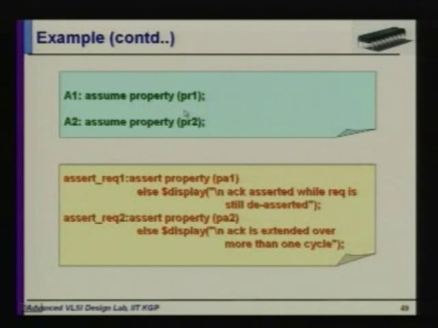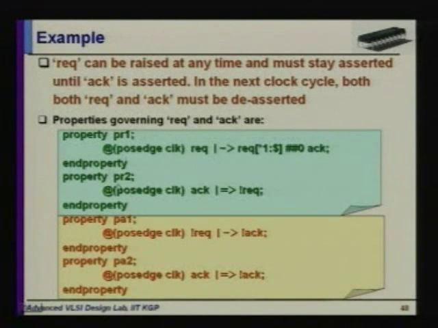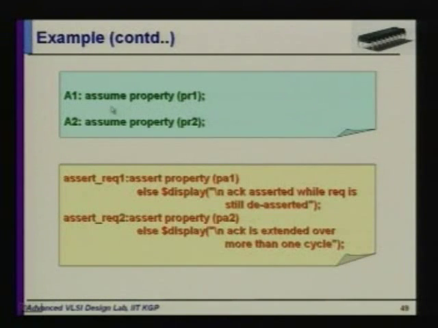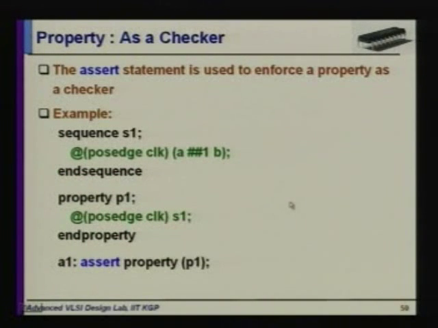So the first two, PR1 and PR2, are assumption properties. We write them like this: assume property, and the next two are assert properties. By this assumption, we want to verify the next two properties. The assert statement is used to enforce the property as a checker. We want to check this behavior. It may be under some assumption, it may not be. Let us see how it is specified in this example.